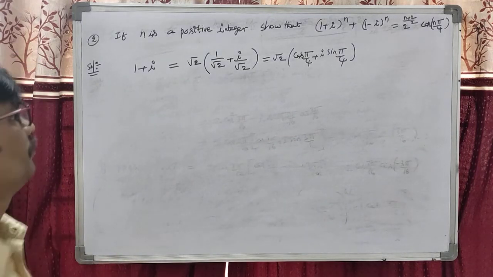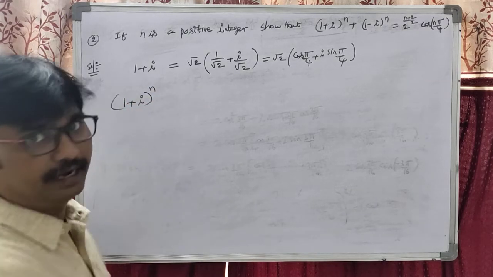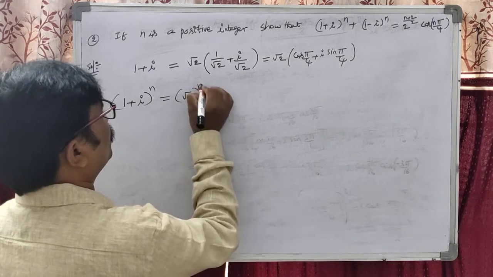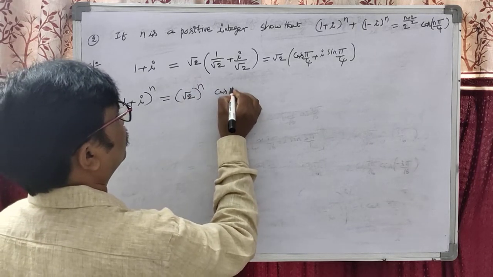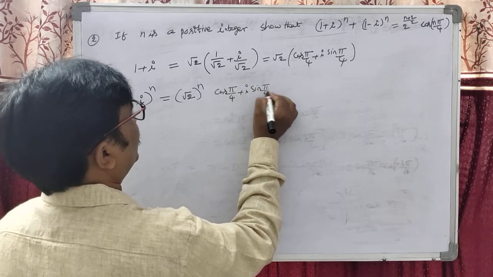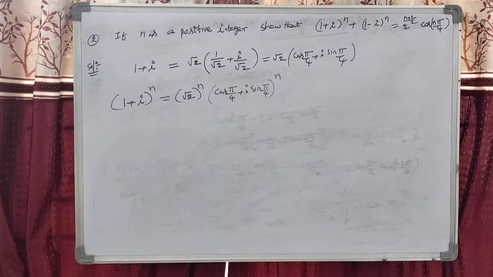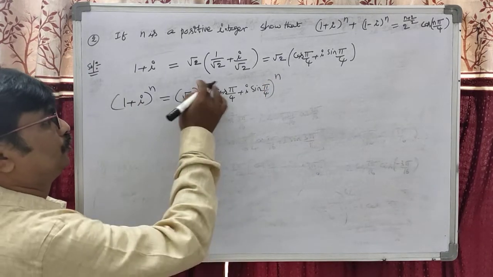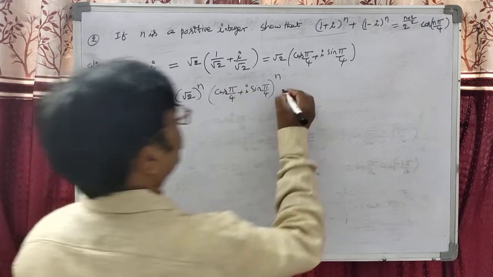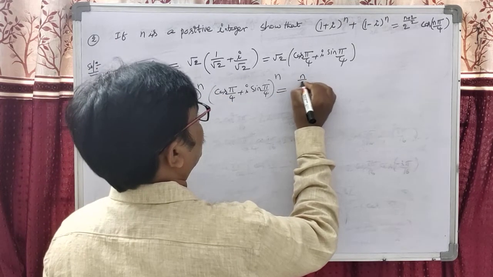So students, (1 + i)^n. This is (√2)^n (cos π/4 + i sin π/4)^n. What is this, students? (√2)^n (cos π/4 + i sin π/4)^n. The 2 power root is 1/2, so this is 2^(n/2).